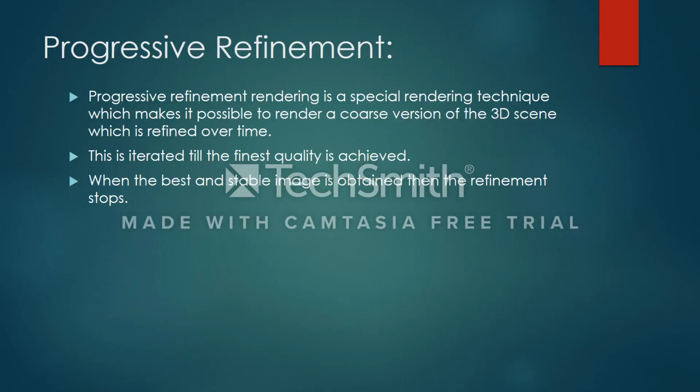Progressive refinement is a special rendering technique which makes it possible to render a coarse version of the 3D scenes which is refined over time. What does this mean? As its name indicates, it is refinement over time. The 3D scene rendering is done until reaching the finest quality. When stability is reached, then the refinement stops.